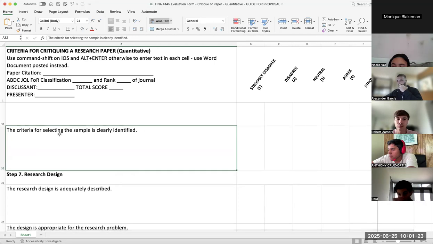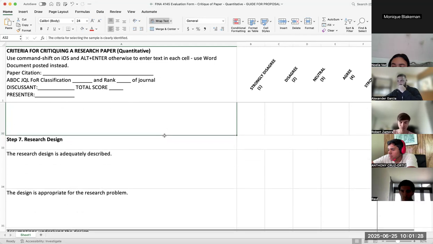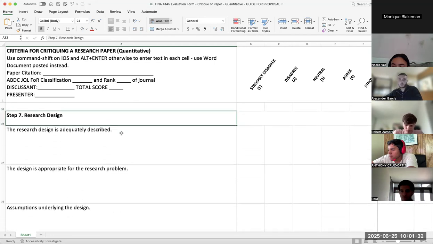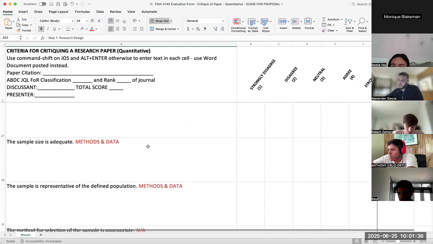Okay, so you should be clear about how you took your sample, where you got it from, all of that. Okay, the research design is about the model, right? So this is about the model here. So all of this should be in methods and data.